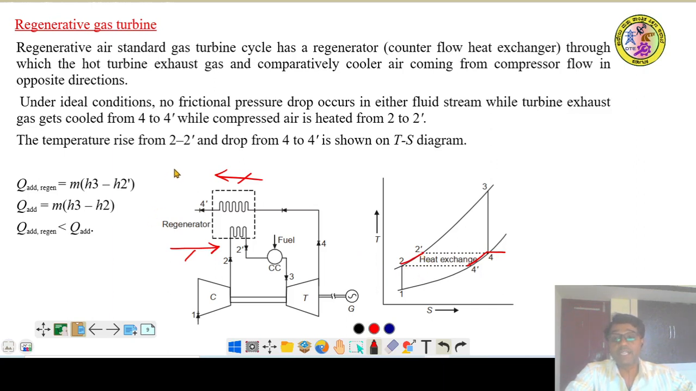So, the temperature rise from 2 to 2 dash and drop from 4 to 4 dash is shown in the TS diagram. You can observe it in the TS diagram. So, now the heat added.